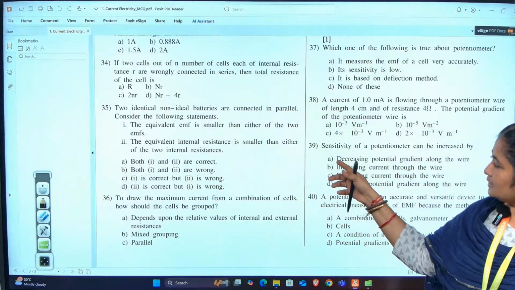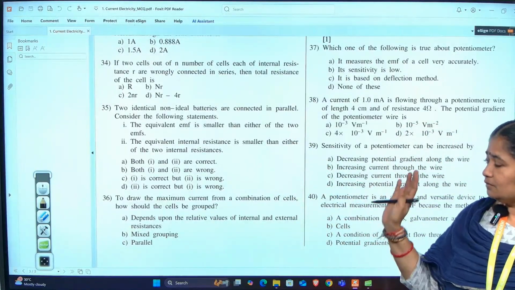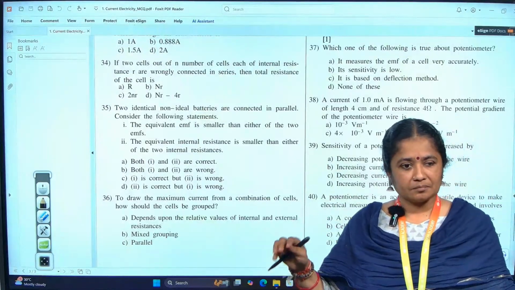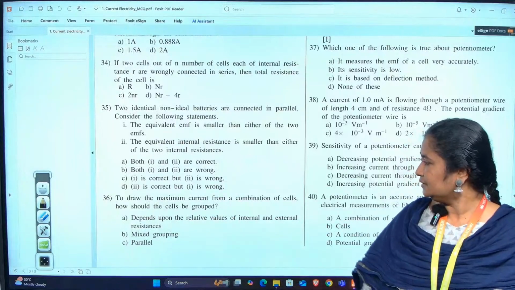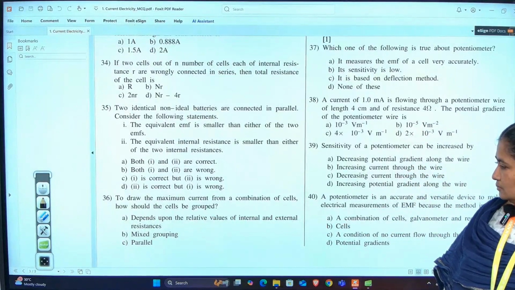The equivalent internal resistance is smaller than either of the two internal resistances. Yeah, that can happen. So 2 is correct and 1 is wrong.